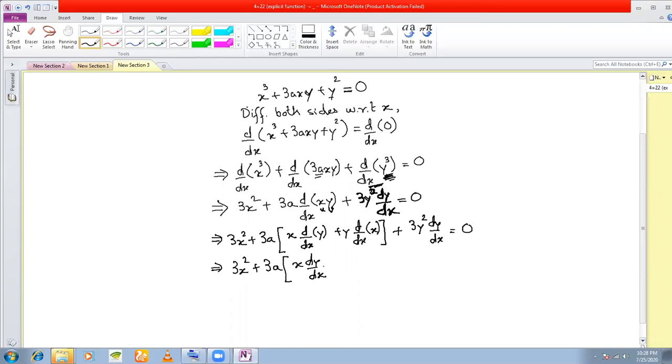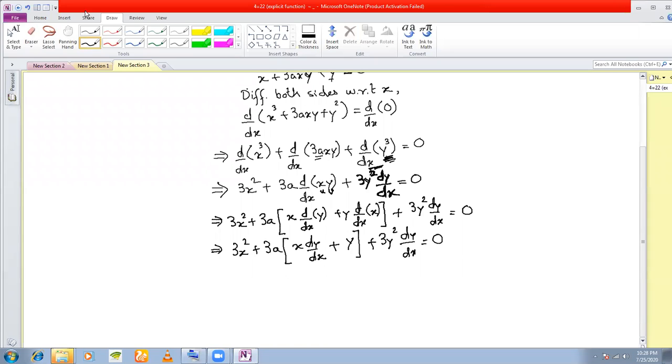Plus d/dx of x is 1. So this simply remains y, 1 plus 3y square dy/dx. Now our differentiation is done.